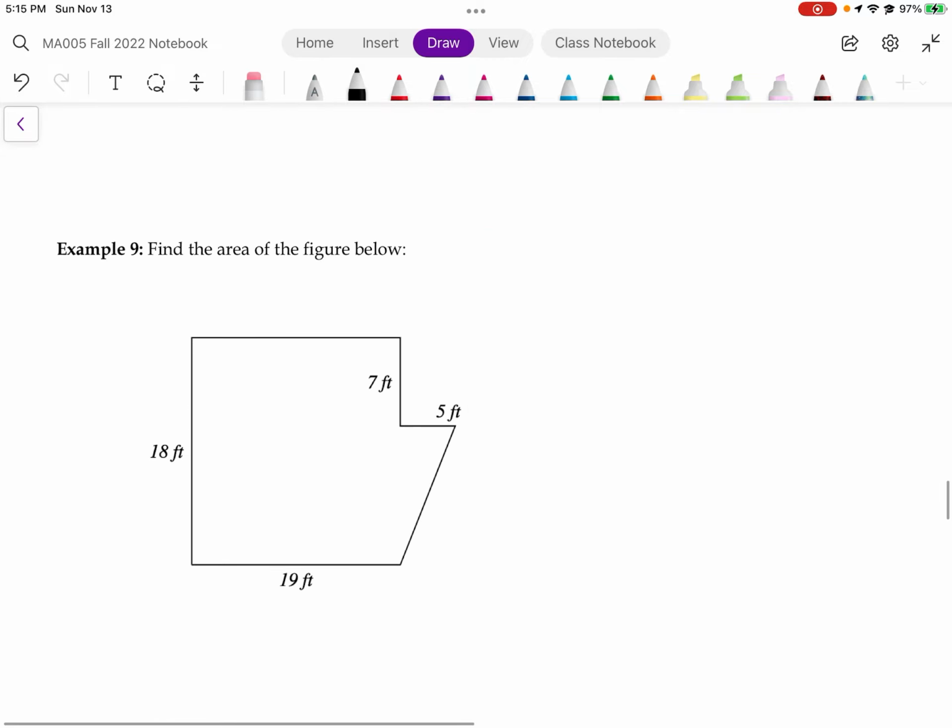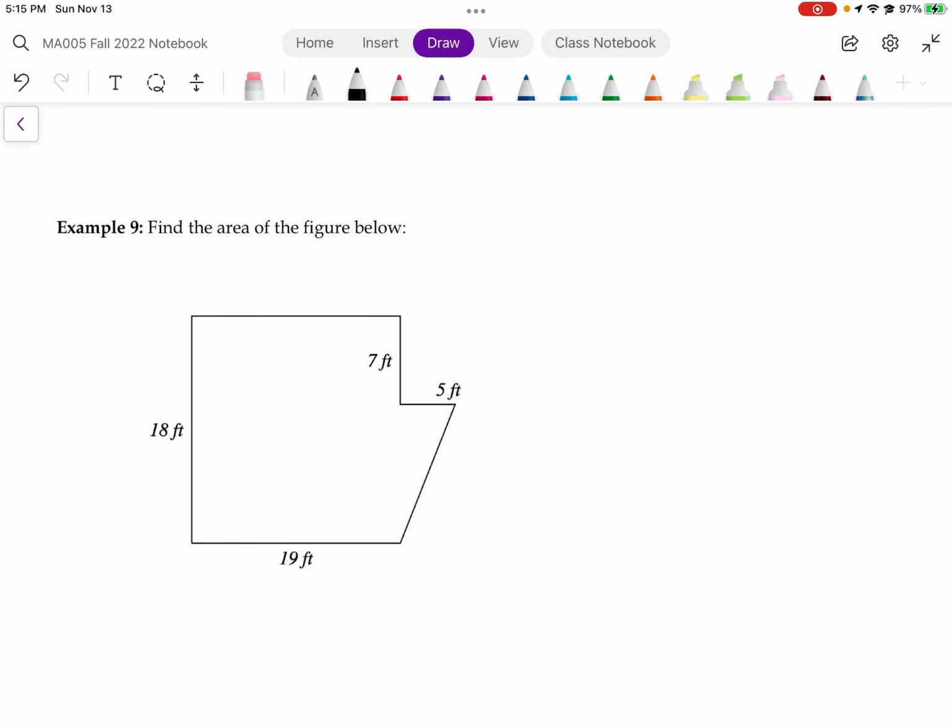All right, find the area of this. So again, just break it up into things you know. I'm going to say, oh, I've got a triangle hanging off the edge there. And I know that it's 5 feet this way, so that's the base. So what is the height? Well, the whole height is 18, minus that would give me the height of the triangle. So that's 11 feet right there.